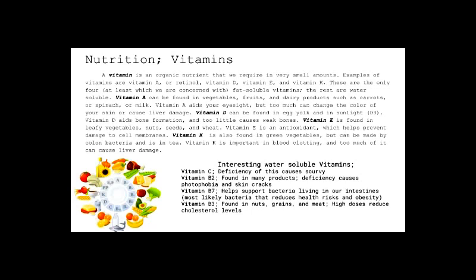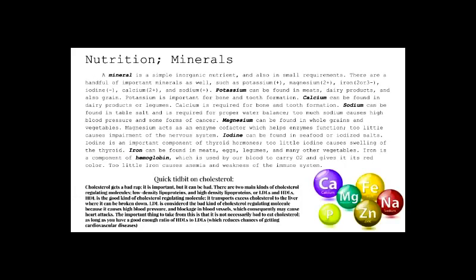Now let's talk about vitamin B3, which is found in nuts, grains, and meat, not really in vegetables. High doses of vitamin B3 reduce cholesterol levels, because cholesterol, as we'll talk about in the next section, is not necessarily bad. So a mineral is a simple and inorganic nutrient, and also needed in small amounts. There are a handful of important minerals as well. So there's potassium, magnesium, iron, iodine, calcium, and sodium.